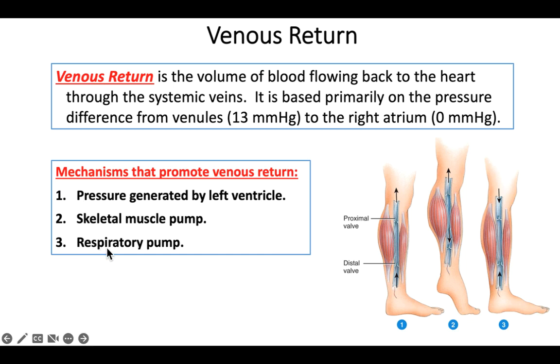There's also what's known as the respiratory pump. A similar process happens in the veins of your chest. But instead of muscles, it's when you breathe. When you breathe, the pressure in your chest increases and decreases, which will squeeze on the veins. So squeezing veins is a good way to help that blood get pushed up towards the heart. All right, so that's called venous return.